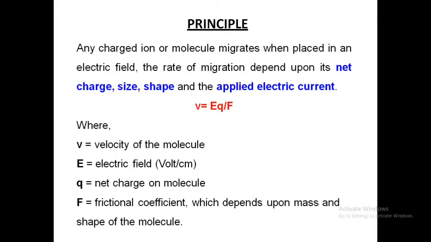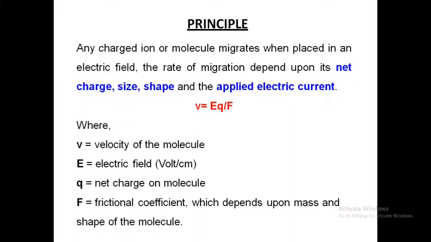Then Q means net charge. For example, I took sodium chloride as a sample. Sodium, Na+, that plus is the net charge. For example, you take calcium ion, Ca2+, that 2+ is the net charge. So Q means net charge. Then F means frictional coefficient. Remember, frictional coefficient depends on the mass of your molecule and the shape of your molecule. So this formula you have to write under the principle of electrophoresis.